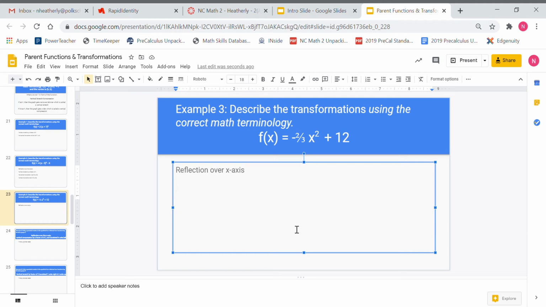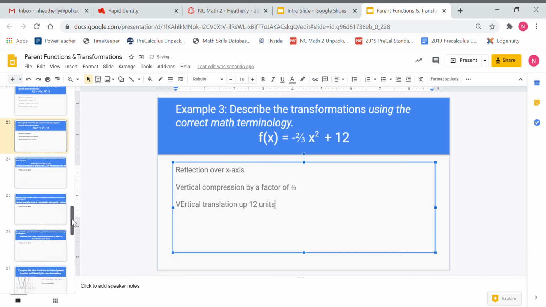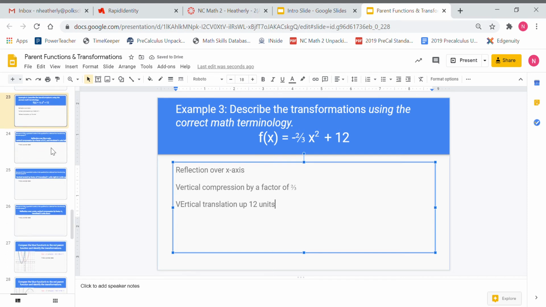So we've got a reflection over the x-axis, then we've got a 2/3, that is between 0 and 1, so we'll have a vertical compression by a factor of 2/3. And then we've got that plus 12, so we've got a vertical translation up 12 units.